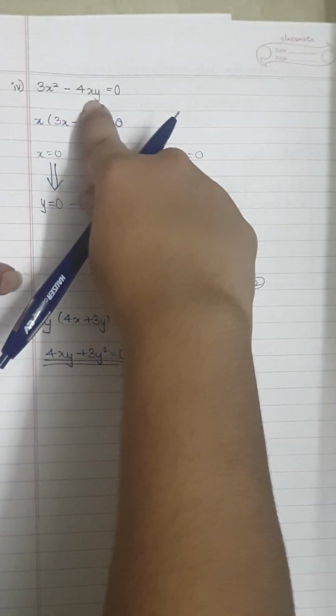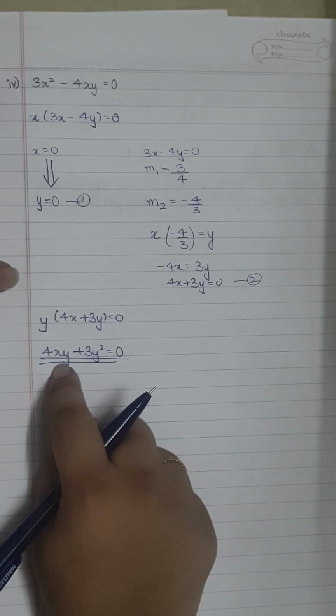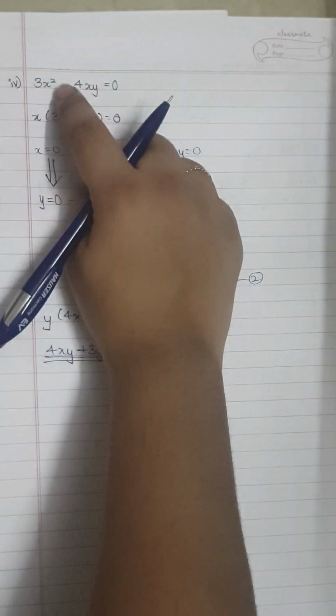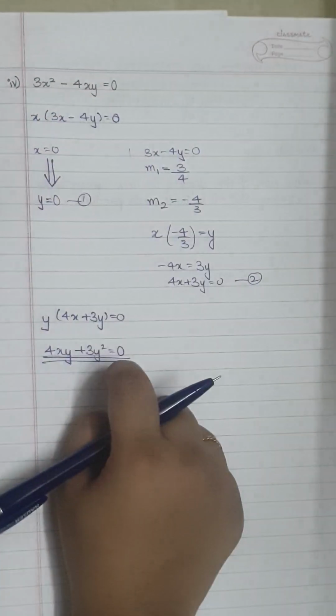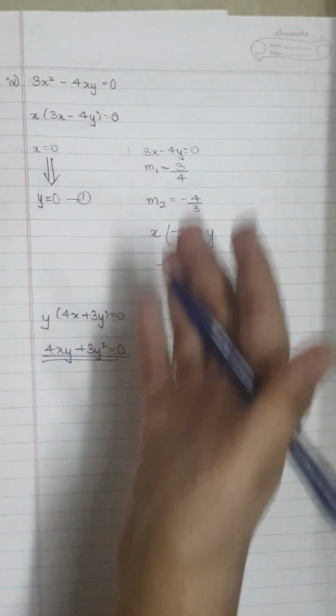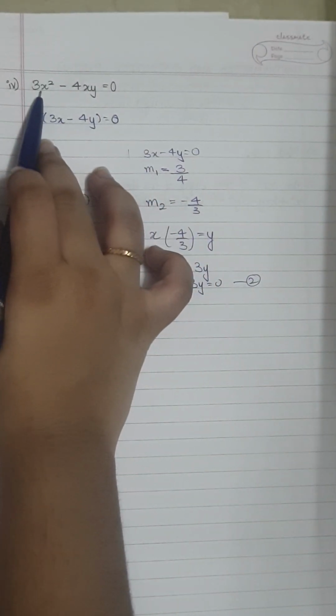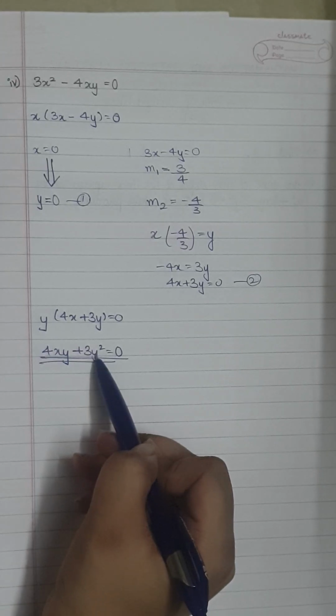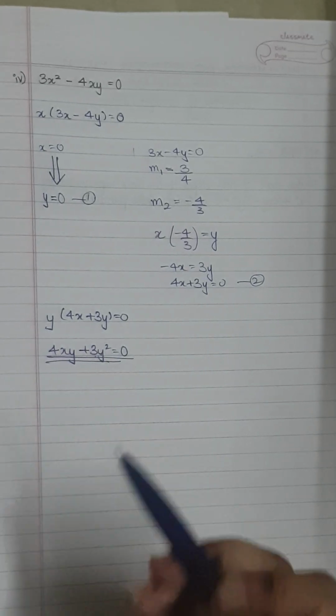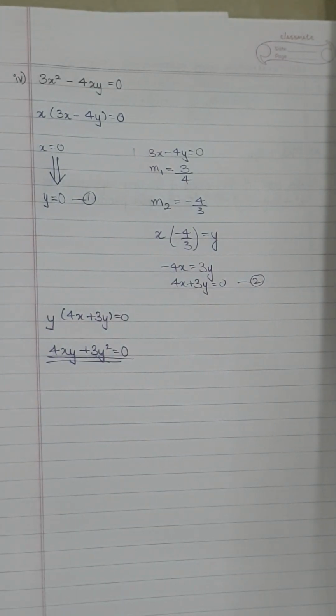Let's check it. Here the coefficient of y was 0, here the coefficient of x is 0, y square and x square, my bad. So check. And here the coefficient of x square is 3, here the coefficient of y square is 3. That means our answer is correct.